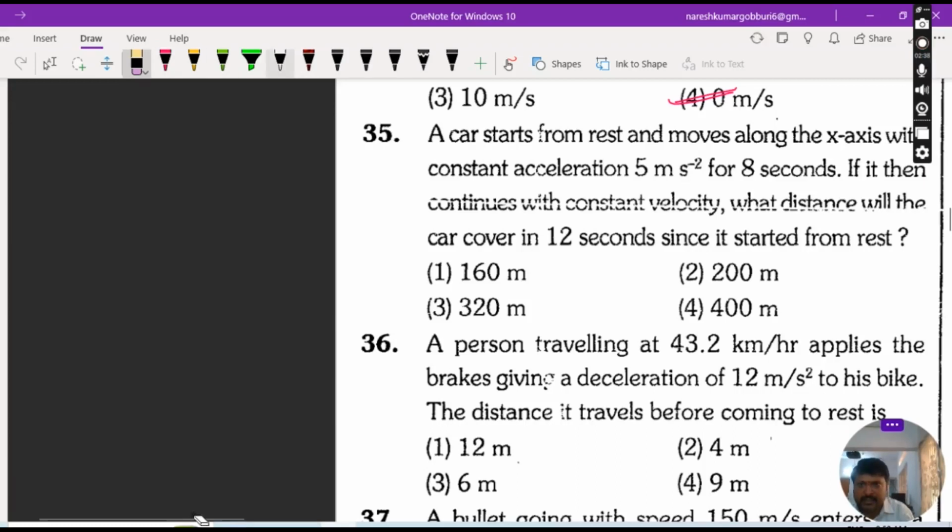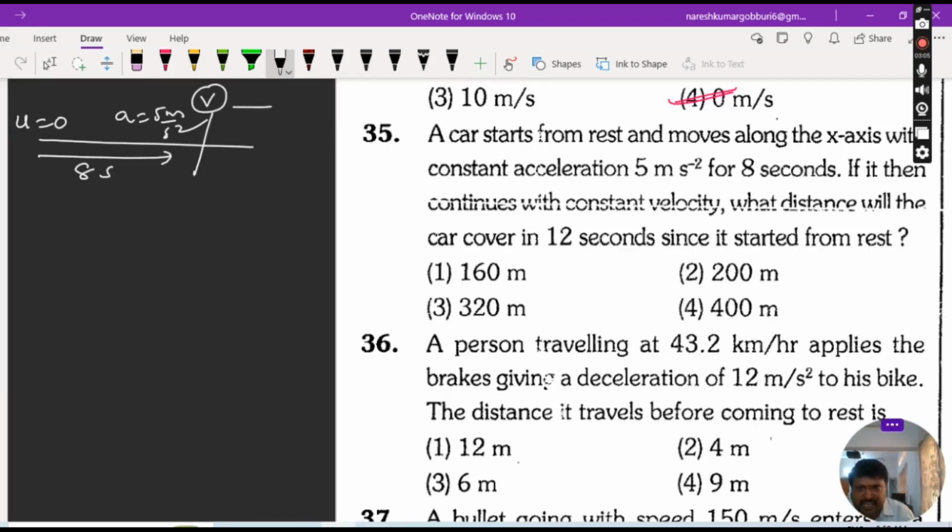35th question. A car starts from rest, that is u is equal to 0, and moves along the positive x-axis with constant acceleration 5 meter per second square for 8 seconds. If it then continues with constant velocity, that means after 8 seconds it attains some velocity and continues with this constant velocity, what distance will the car cover in 12 seconds since it started from rest? So the total time is 12 seconds.